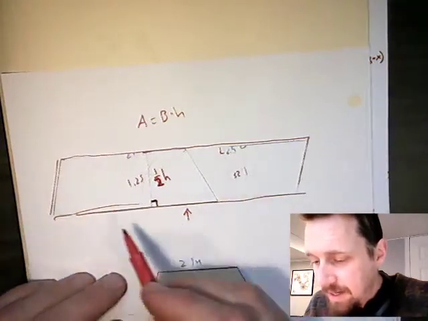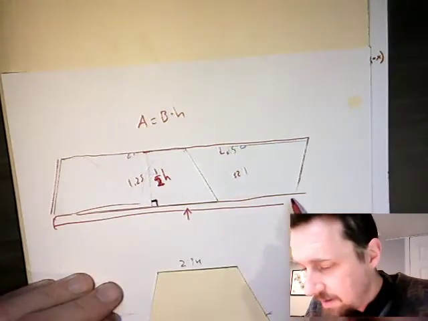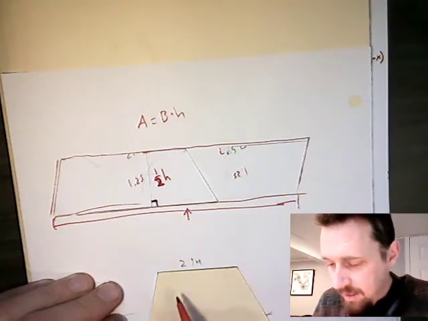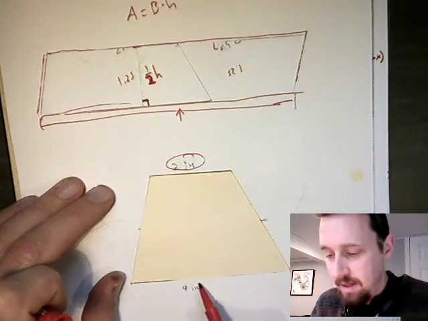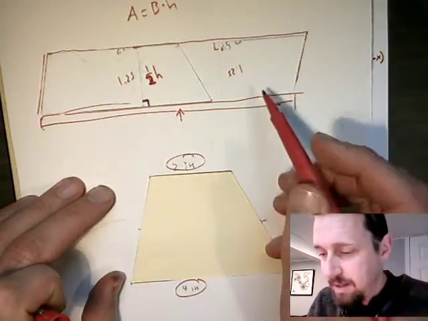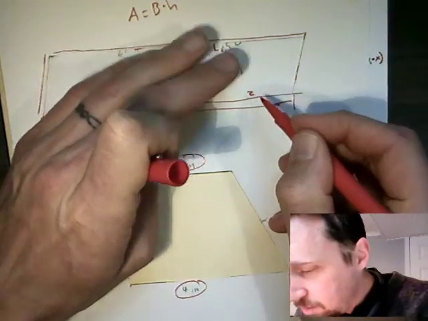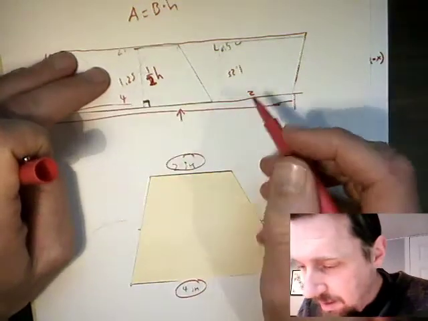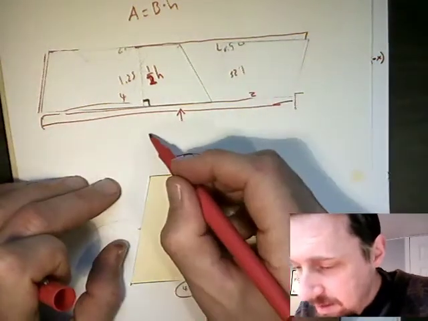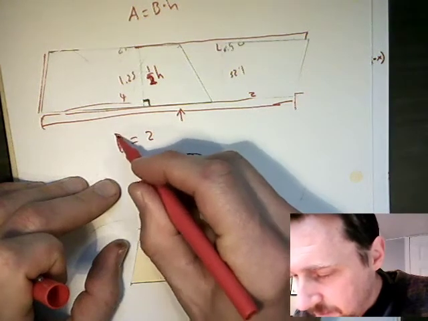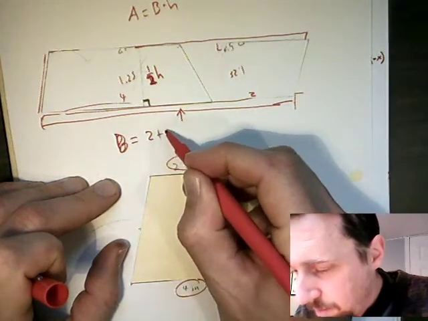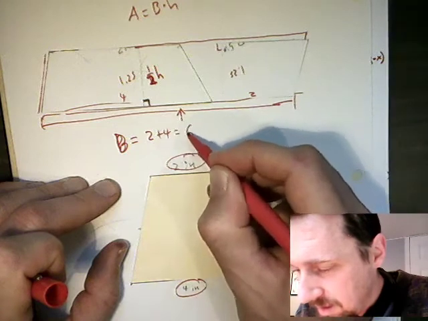And our base is actually going to be what was 2 and 4 have now been combined together. My 2 and my 4 have been combined together. So my base is actually 2 plus 4, which is 6.